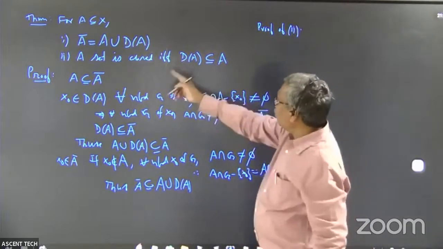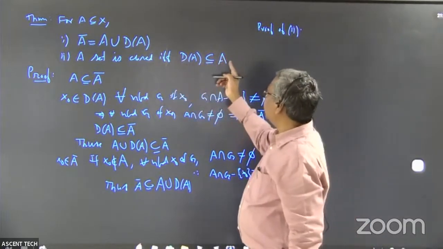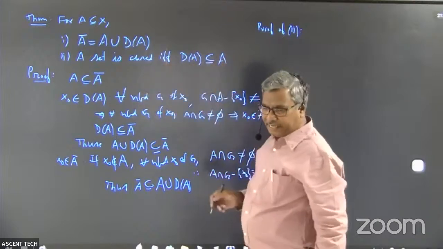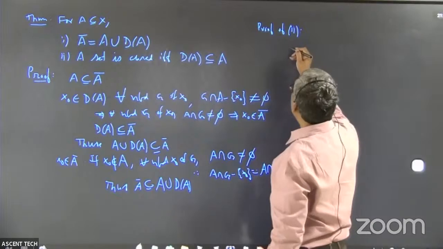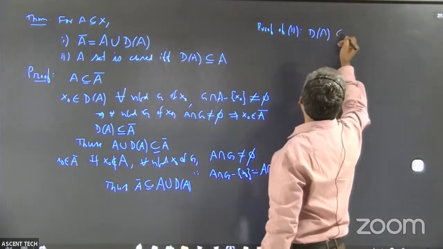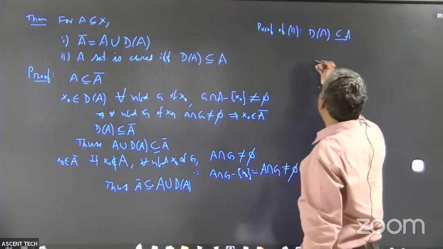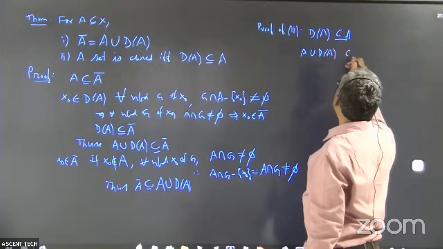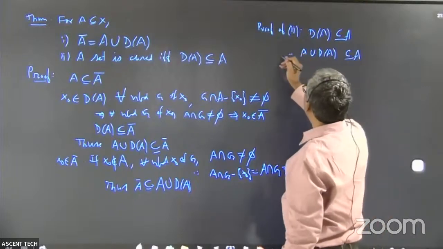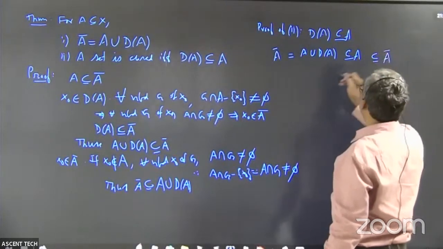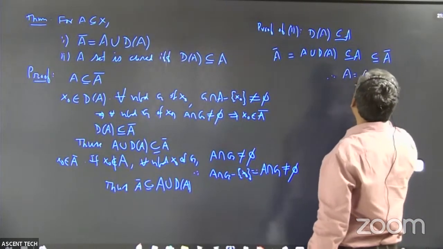A is closed if and only if dA is contained in A. If dA is contained in A, then A is closed. If A is closed, dA is contained in A. So suppose dA is contained in A. A is already contained in A. So A union dA is contained in A. But A union dA is A bar. A is already contained in A bar. Therefore, A equals A bar. Therefore, A is closed.